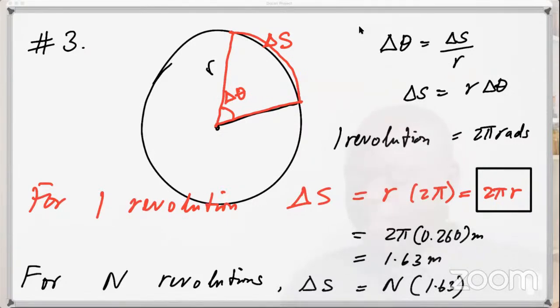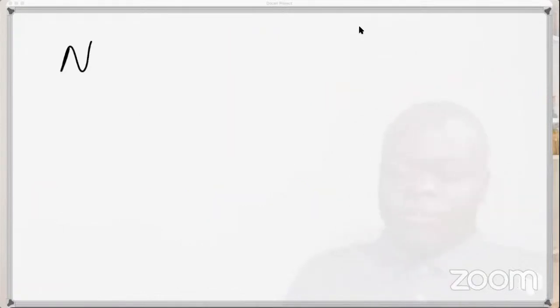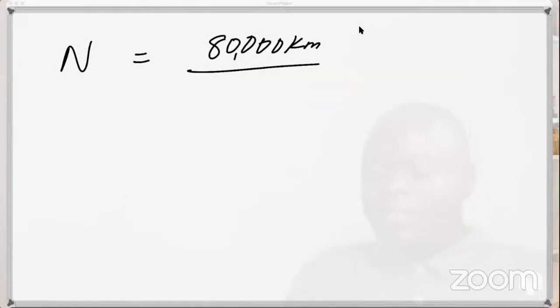Okay, and so what this problem is saying, the unknown number n multiplied by 1.63 gives us 80,000 kilometers. And they're asking us to find this n, how many times it must rotate to give us 80,000 kilometers. So the number of rotations or revolutions is just 80,000 kilometers divided by the distance for one revolution.